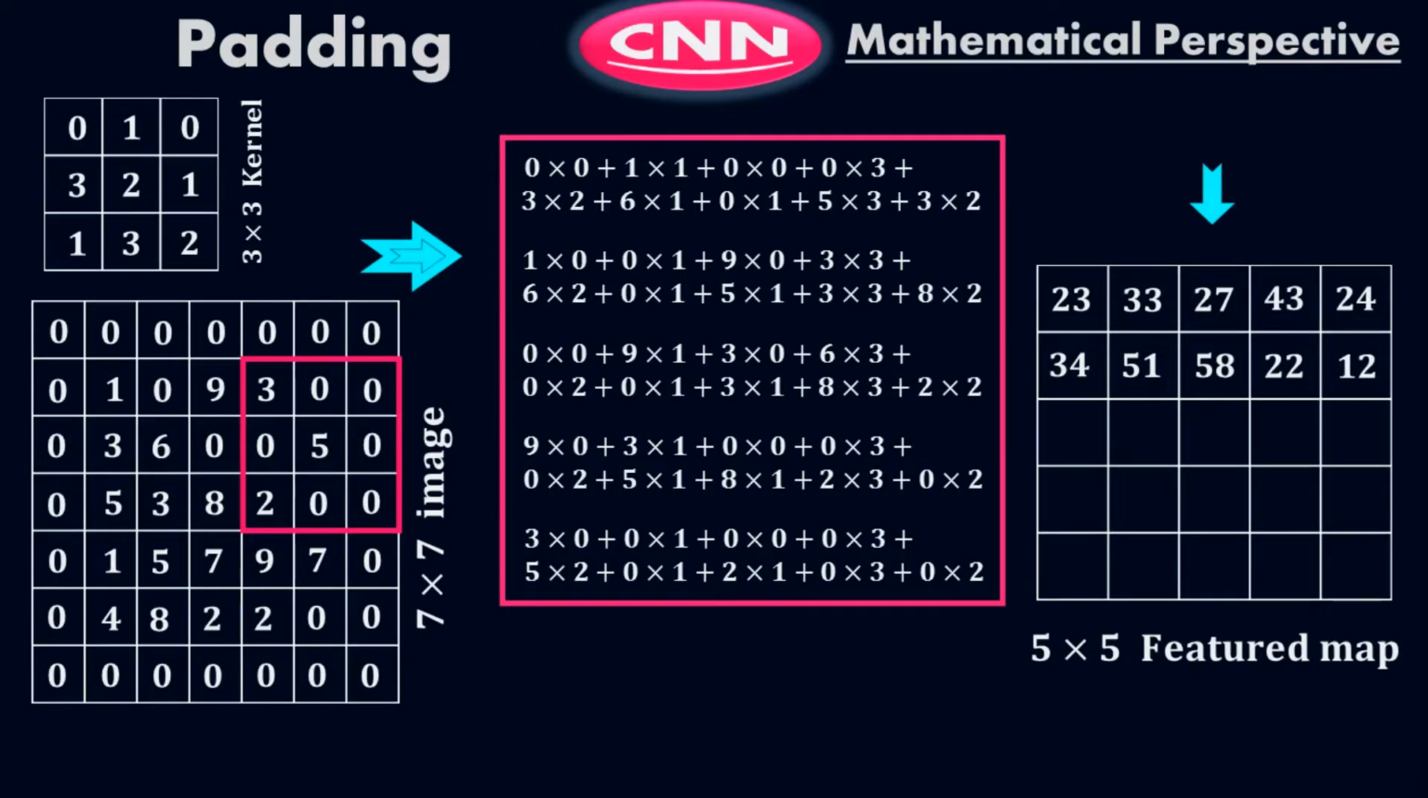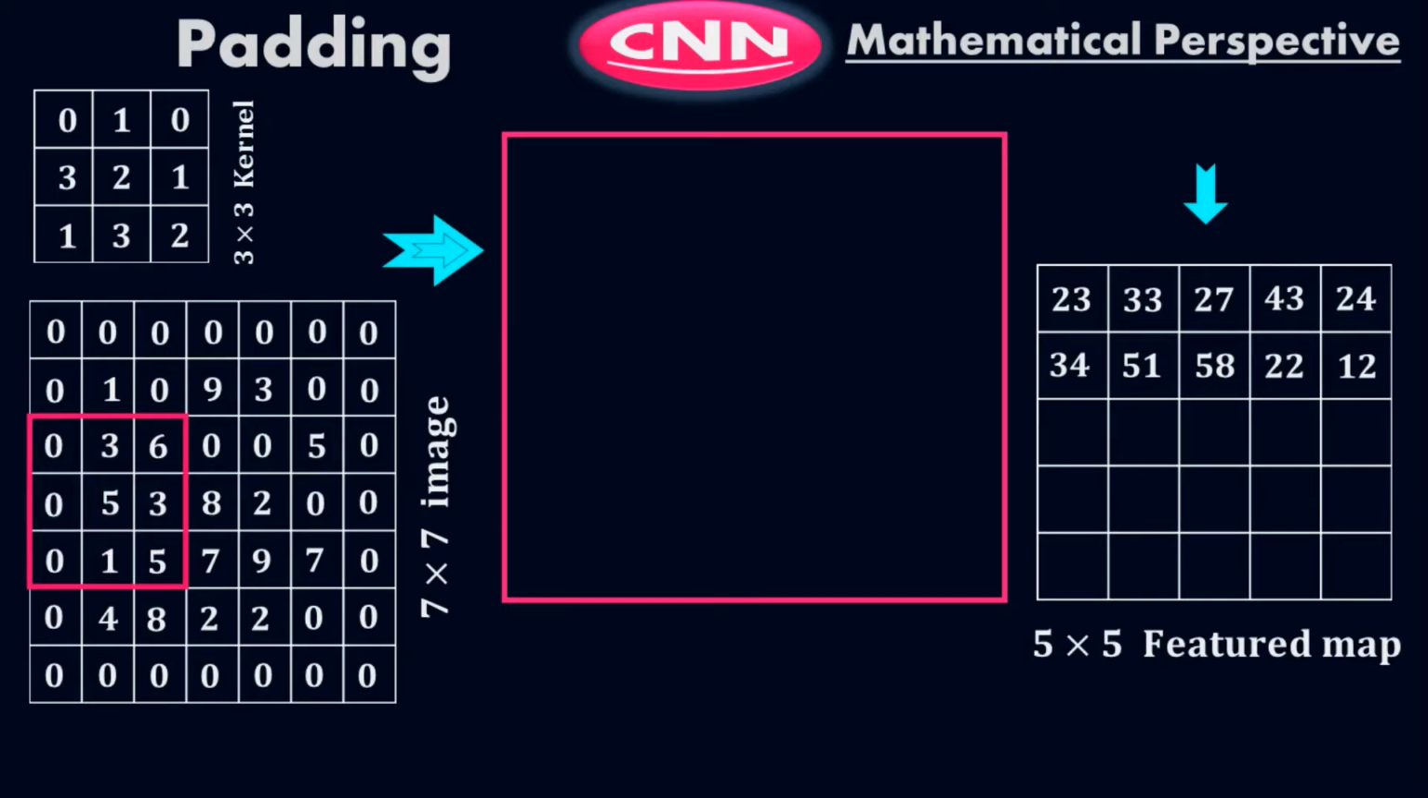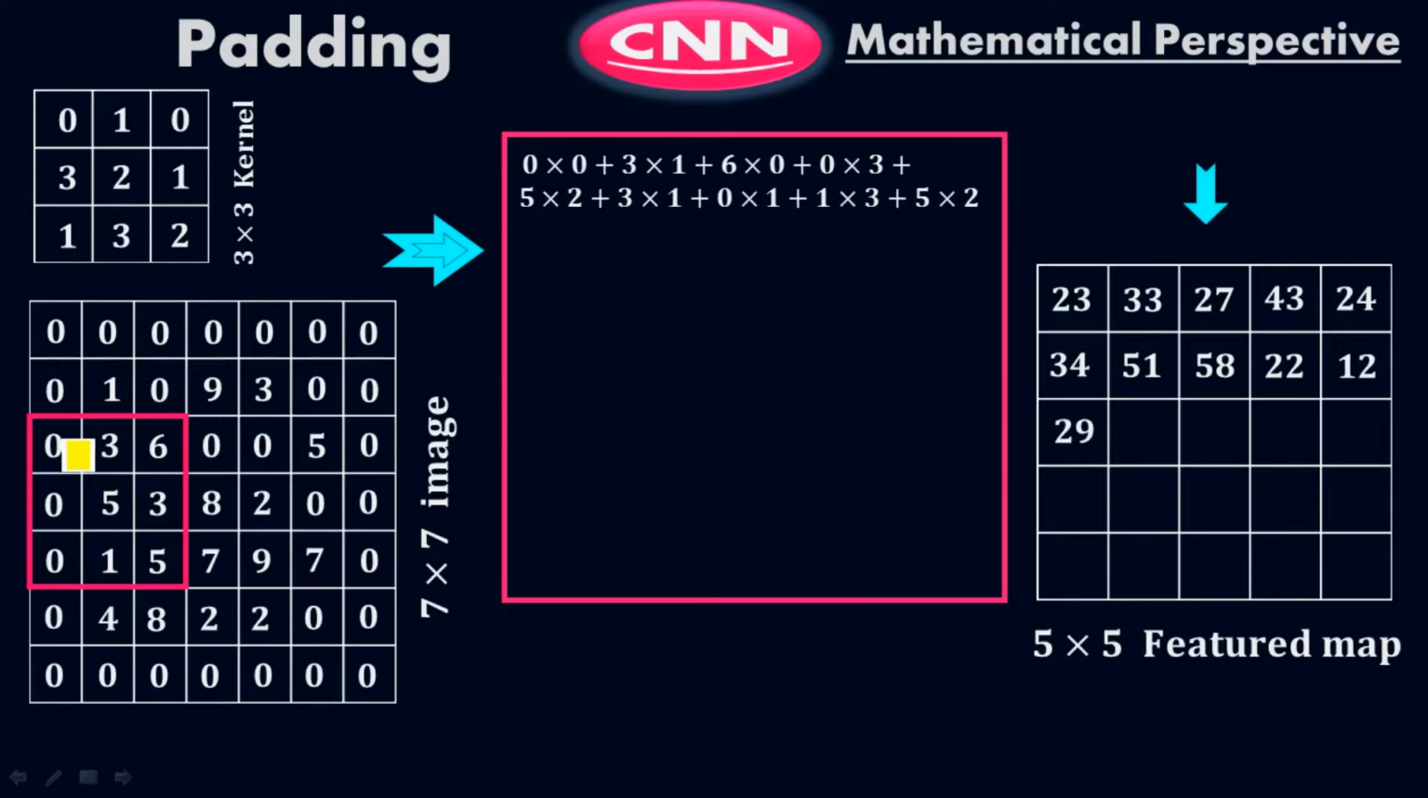Once you reach this point, then leave the second row and start from here, again a 3 by 3 matrix with a 3 by 3 kernel. Take the product with the kernel, you will get this 29 value. Look, 0 times 0 plus 3 times 1 plus 6 times 0 plus 0 times 3 plus 5 times 2 plus 3 times 1 plus 0 times 1 plus 1 times 3 plus 5 times 2. When you simplify this, you will get 29 value.